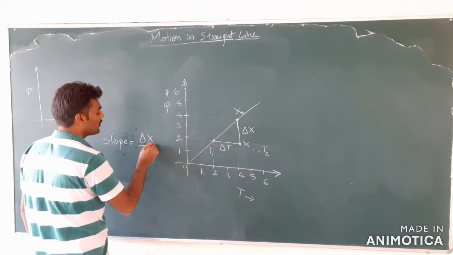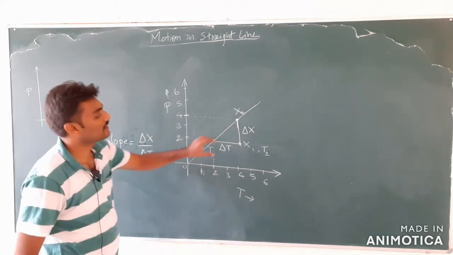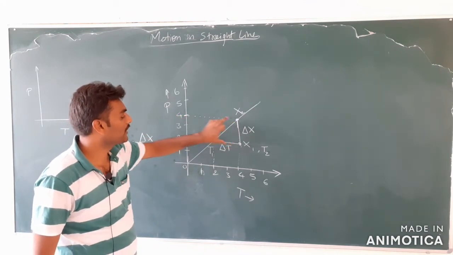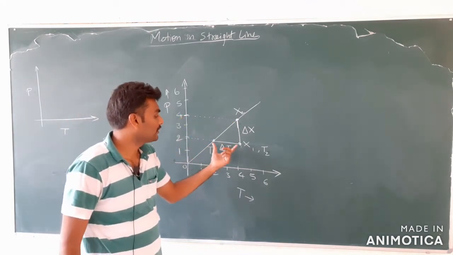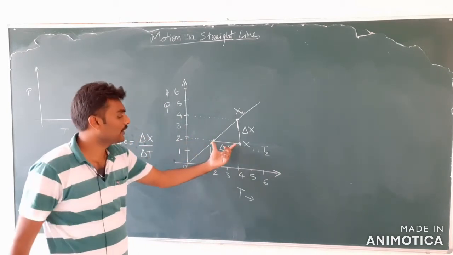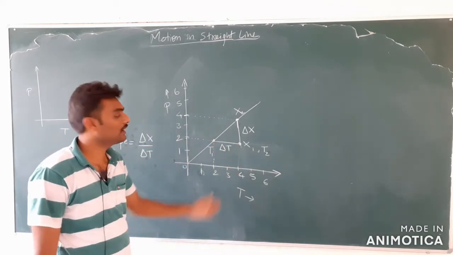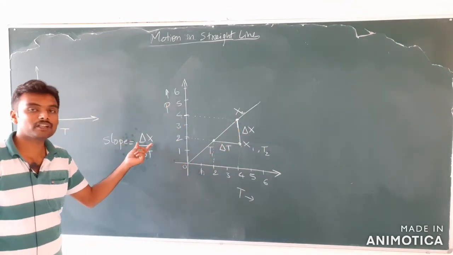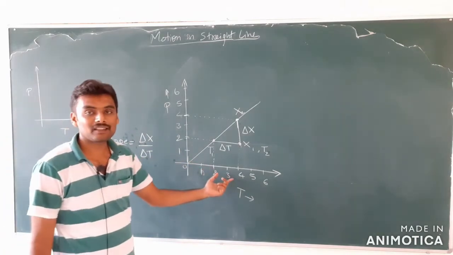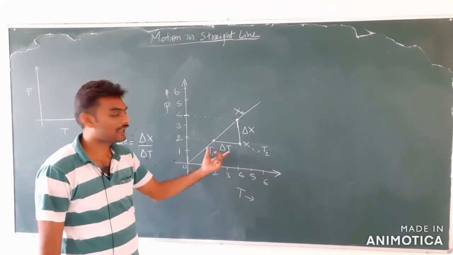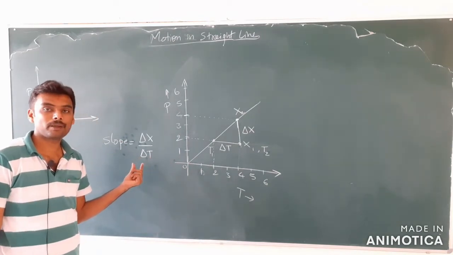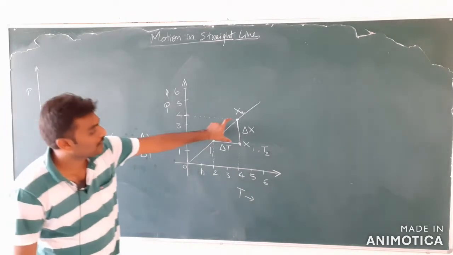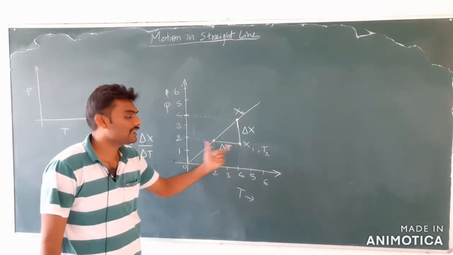Okay. Slope is always the change in the value of y axis, change in the value of y coordinate, by the change in the value of x coordinate quantity. Okay. In the y axis we have position, so that comes first in the numerator divided by the x axis quantity, which is time, and that comes in the denominator. Okay. This is what is slope. For any graph, slope is change in y axis value by change in x axis value.